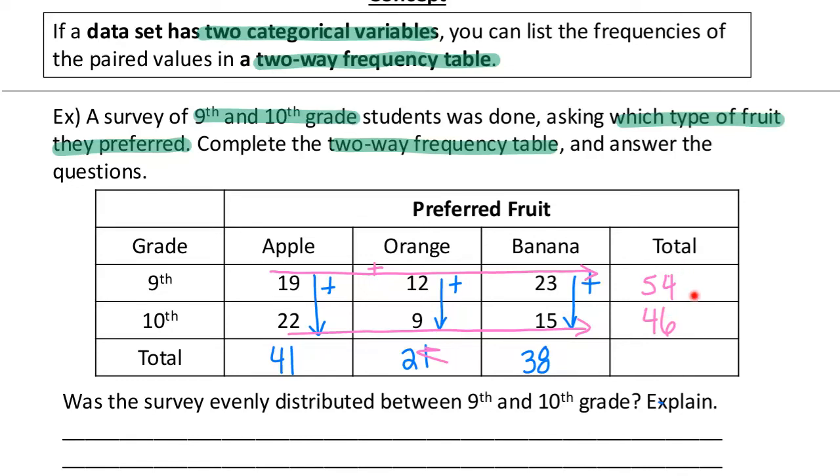So to get the total for the grade levels, you add horizontally. The total for the fruit, you add vertically. And then notice I have an extra box left over. I have this extra box right here in the corner. This extra box is for the grand total. How many total students were surveyed? This is the grand total. And how did you get 100? Good. You add 54 plus 46, and that's going to give you 100.